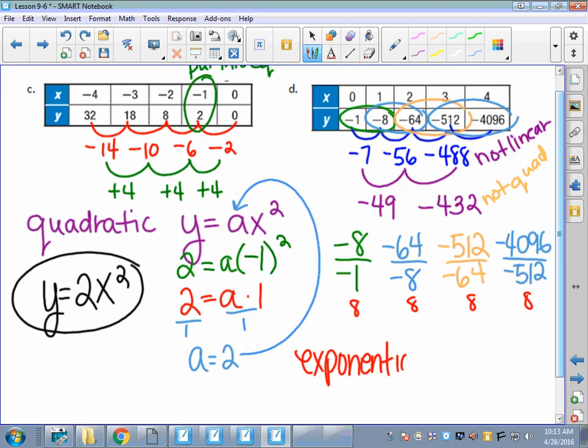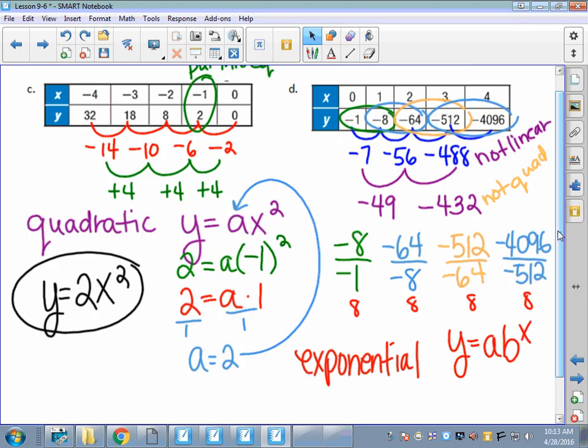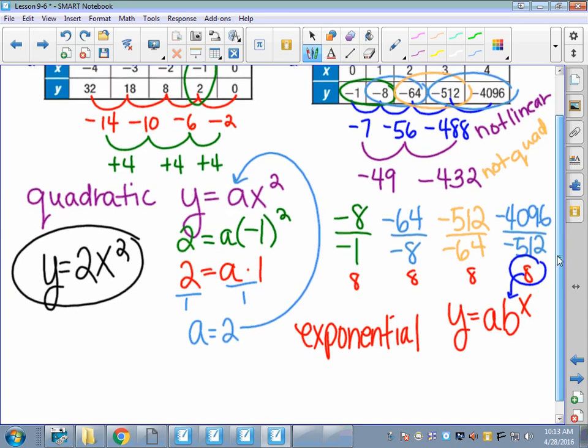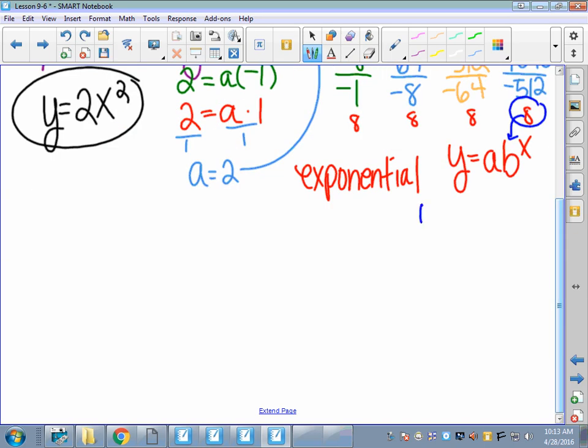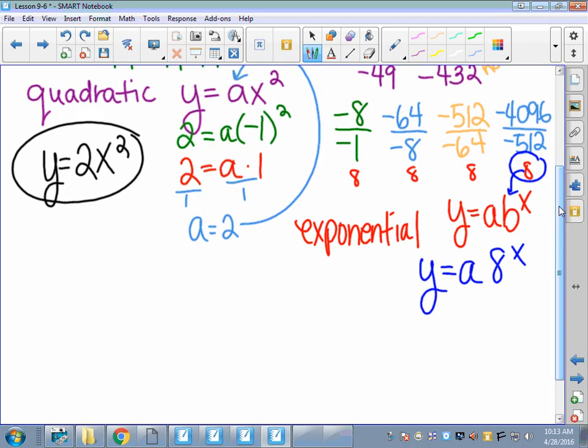This is the hardest one to do. But remember in the notes I told you with exponential, the common ratio is my b value. So I'm going to start off with y equals a b to the x. Already I can put in this 8 that I kept getting. So I know I've got y equals a times 8 to the x power. That's not bad. I'm good so far.